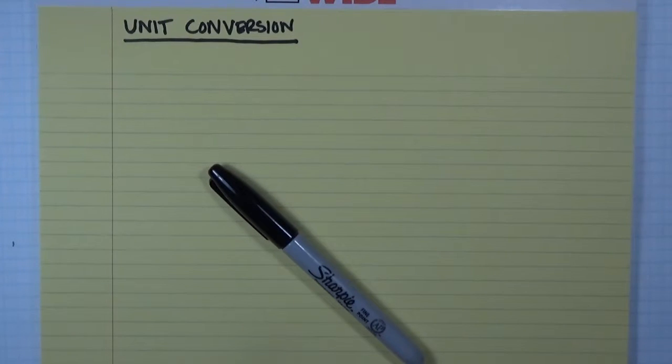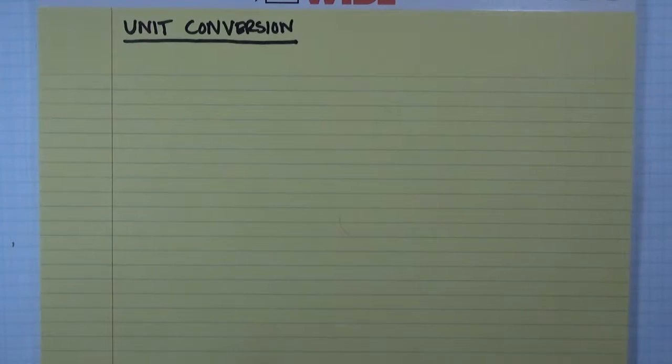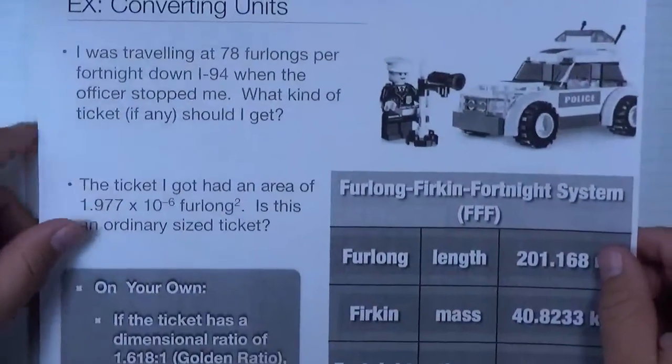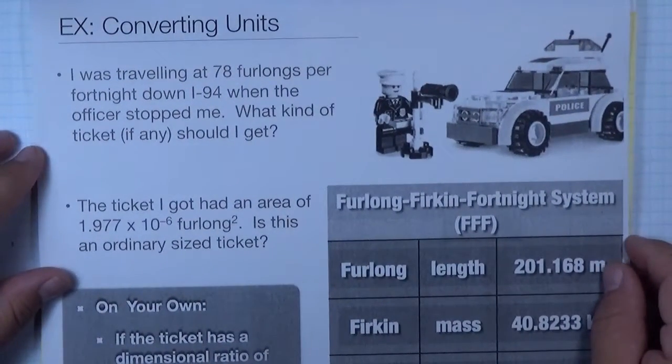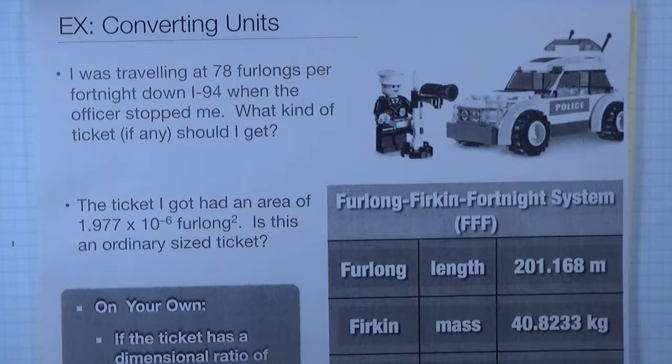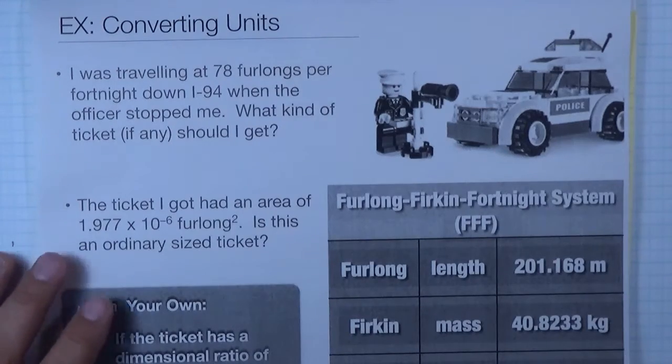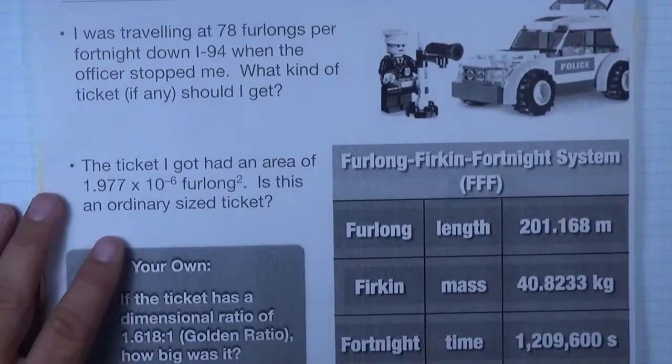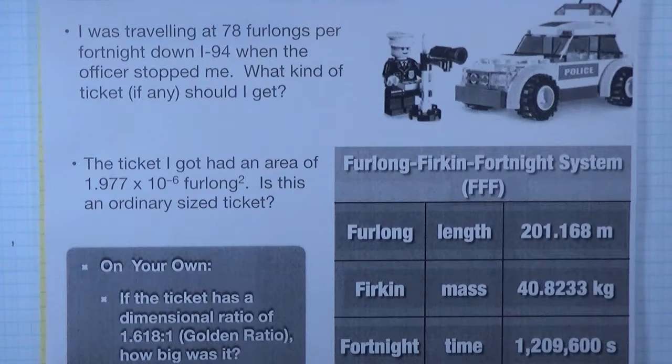Hi everyone. In class I promised I would do an example video demonstrating some different unit conversions so you could have some more examples of how it's actually done. You will recall that we had introduced this particular unit system called the Furlong-Firkin-Fortnight system. It is a curious and interesting unit system made out of units that are unusual and not common in modern everyday life, and this whole unit system is designed to make interesting problems for students to do.